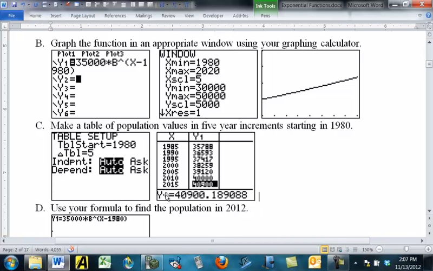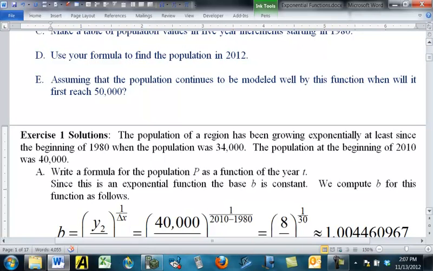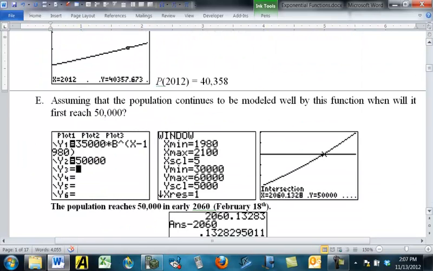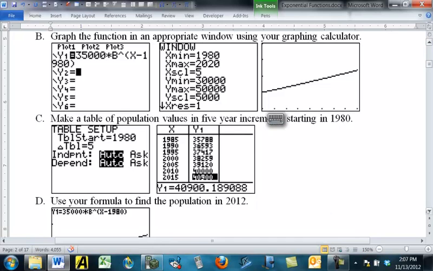And by the way, let's check it, because it should go through 1980, 35,000, and it should also go through 2010, 40,000. Let's see, did that happen to show up in the particular table? Yeah, 2010, 40,000 there. Now notice if you put your cursor over there, sometimes you can get a few more decimal places. In this case, we're talking about probably people here, or some kind of organism that we're measuring the population of. So you're not going to have a fraction there. So these should be rounded off to the whole number person, which in fact they are in the table.